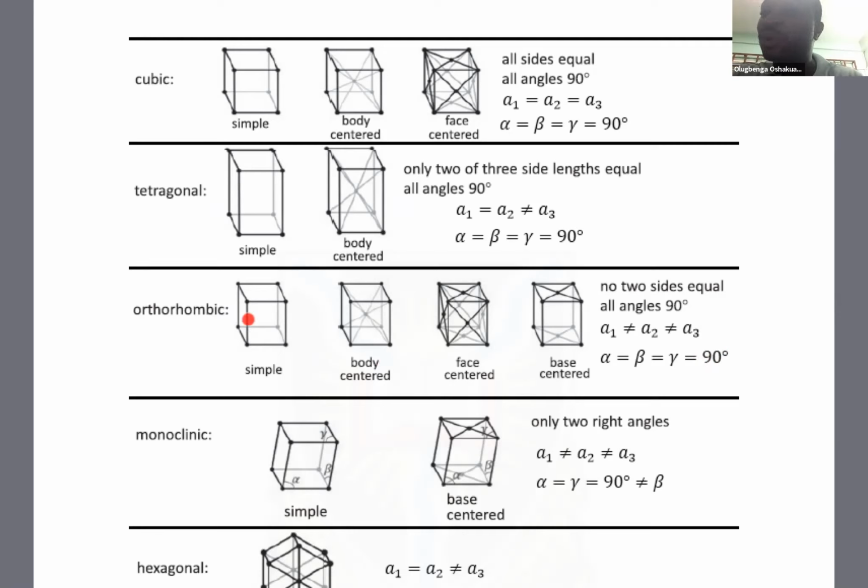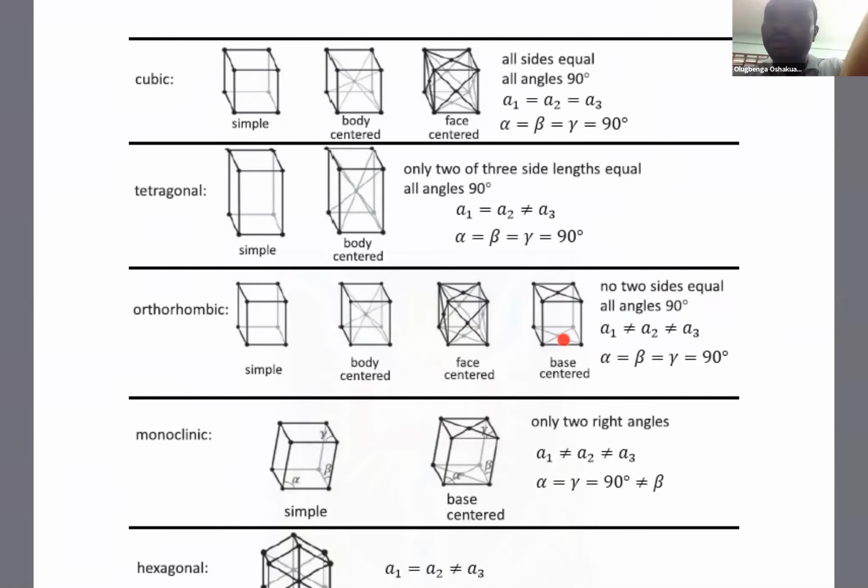neither of the sides are equal. A1 is not equal to A3. So in that category, we have a simple orthorhombic. We have a body-centered orthorhombic that has a lattice point at the center of that cube, also carrying atoms. Then we also have face-centered orthorhombic, which means that the simple orthorhombic will have additional lattice points at each of the faces, and we also have base-centered orthorhombic, which implies that you'll have a simple cubic with lattice points at the bases.